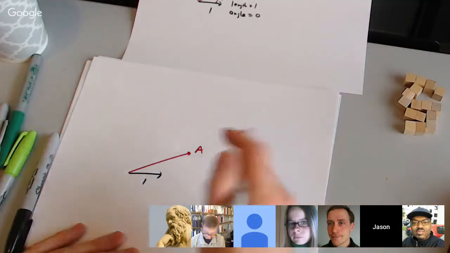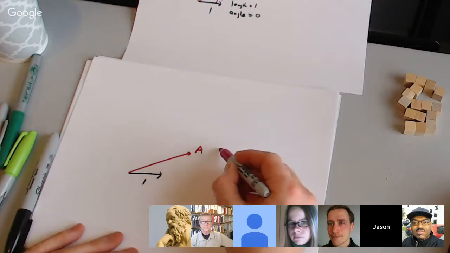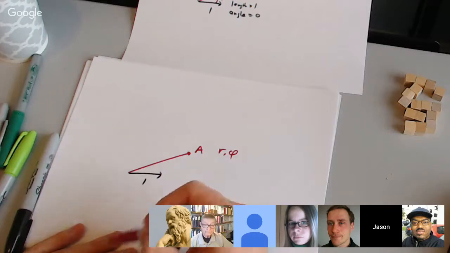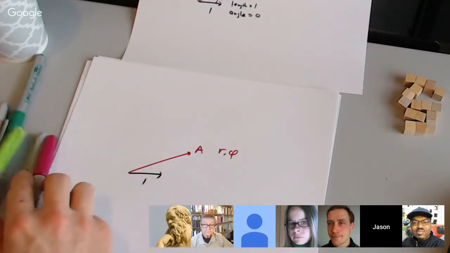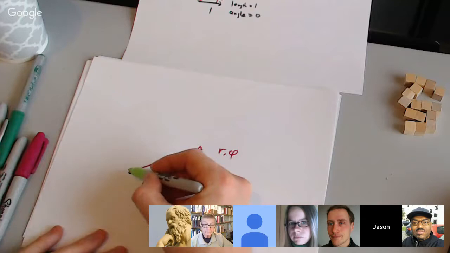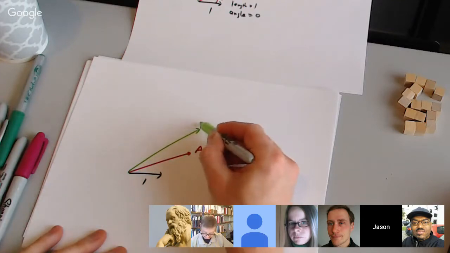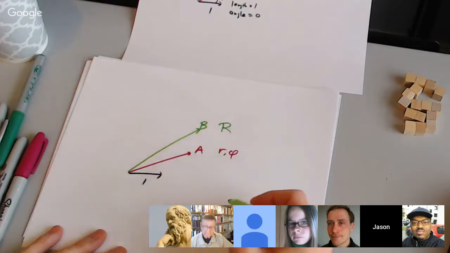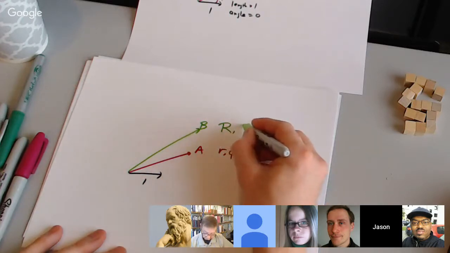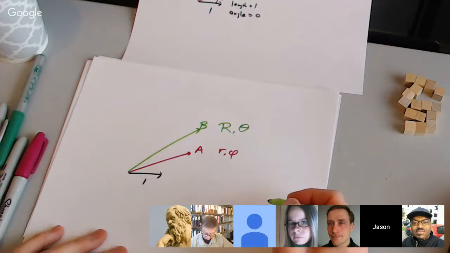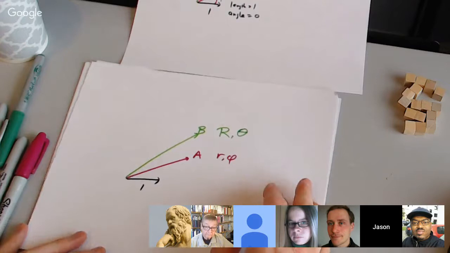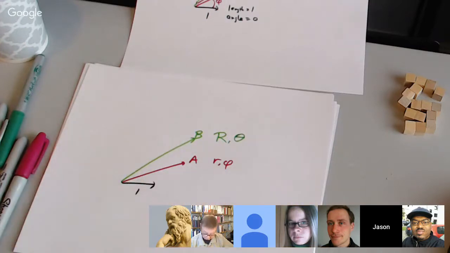Okay, so a is out at a distance of r, and it's at an angle of phi, let's say. I want to do is multiply that by b. Here's b. Let's say it has a distance of big R and an angle of theta. What I'd like to do is, if you draw something like this on your paper, let's work out what a times b is, very similar to what we did at the end last time.